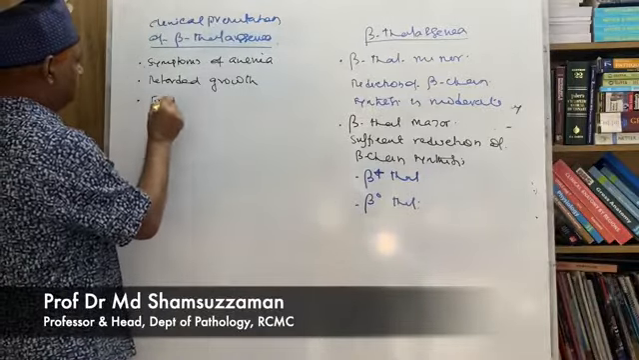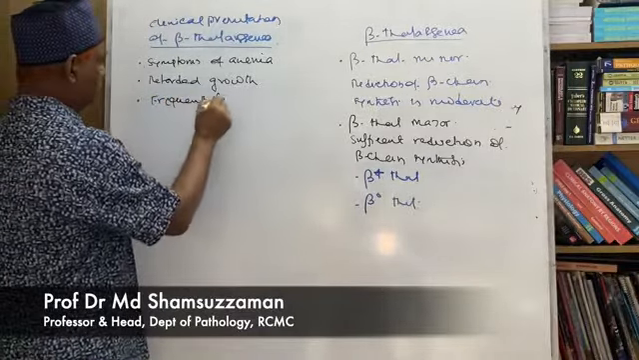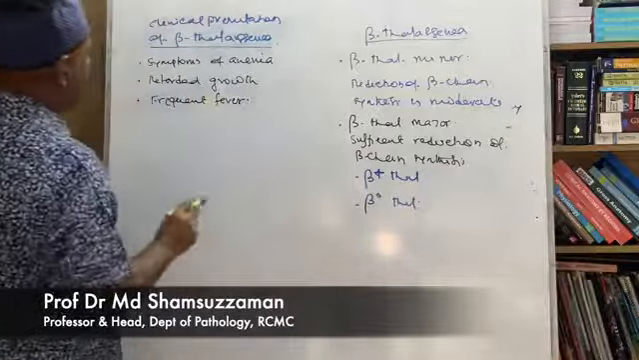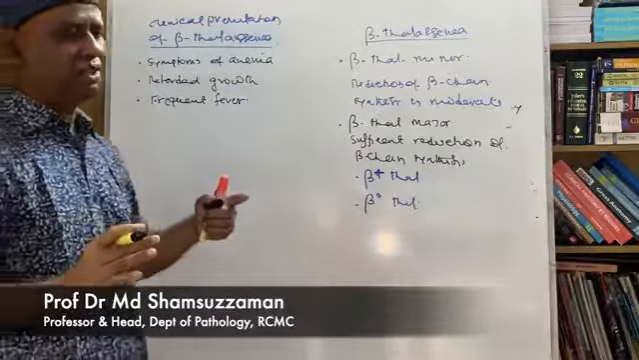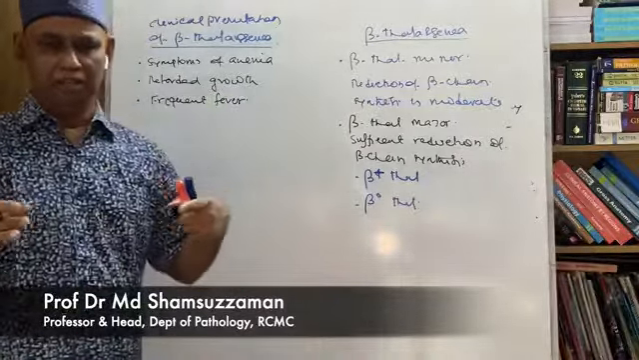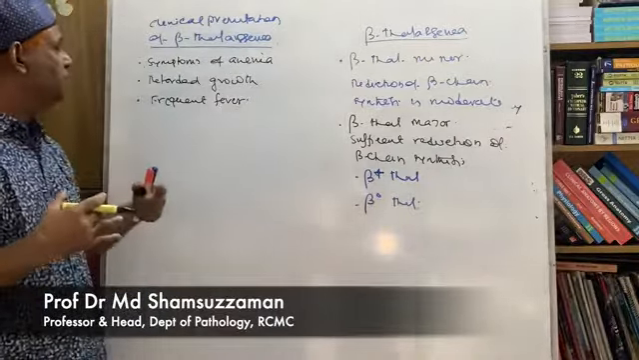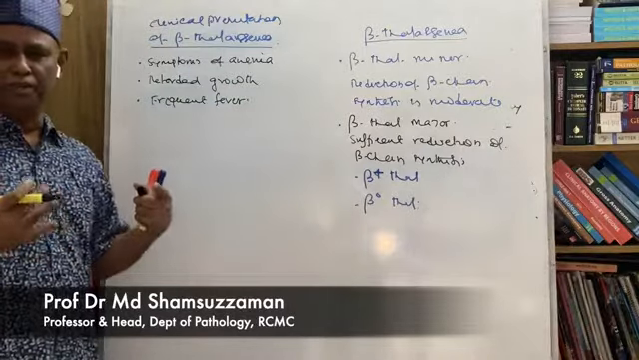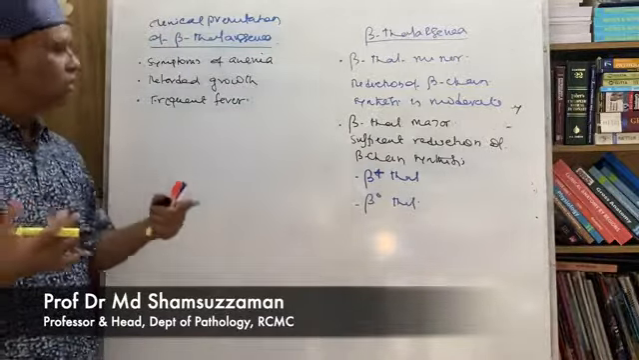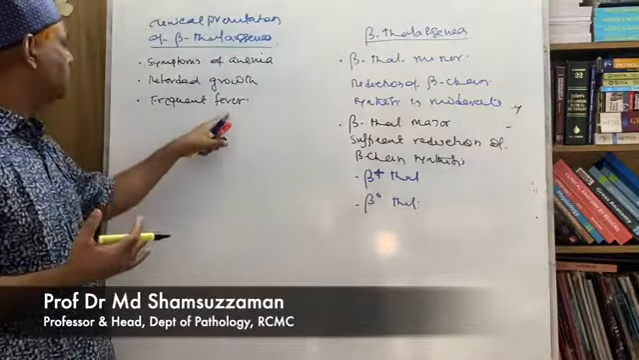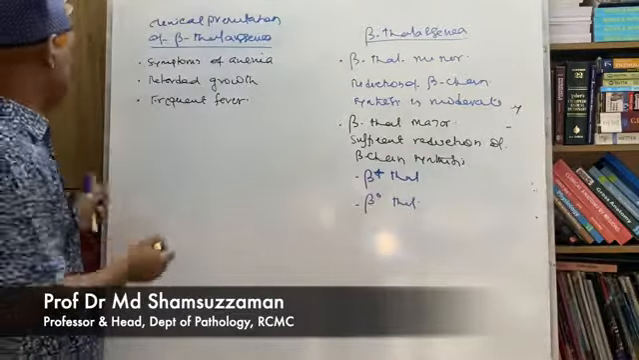Frequent fever. Since birth, the baby is anemic. Due to anemia, the protection of the baby is reduced. Self-protection is reduced. Immunity is reduced. So there will be frequent infection and it will lead to frequent fever.